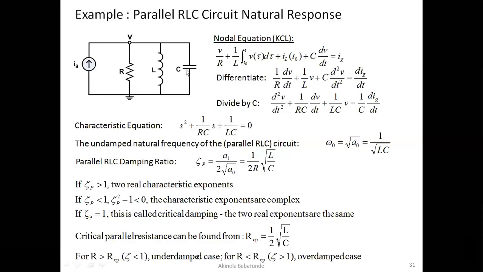So let's begin with the parallel RLC circuit natural response. If they are connected in parallel, what you want to do is take KCL. That means that the sum of all the currents at a particular node will be equal to zero. So whatever is coming in plus whatever is going out will be equal to zero.